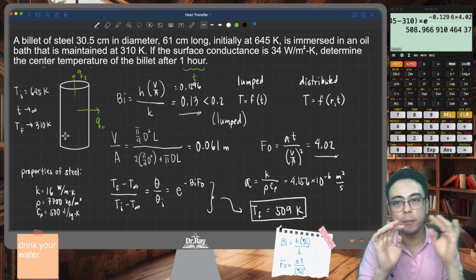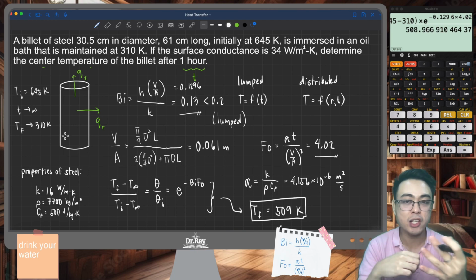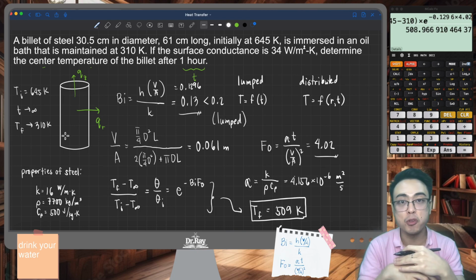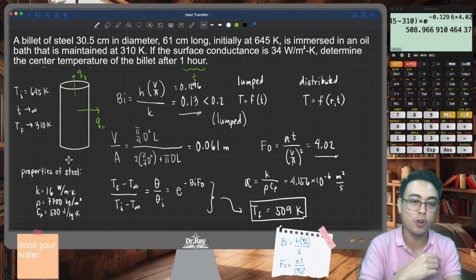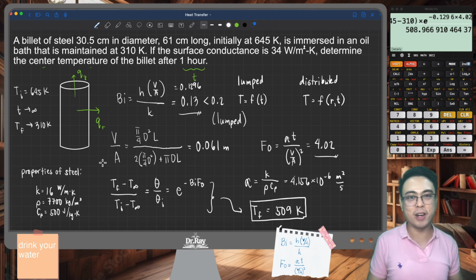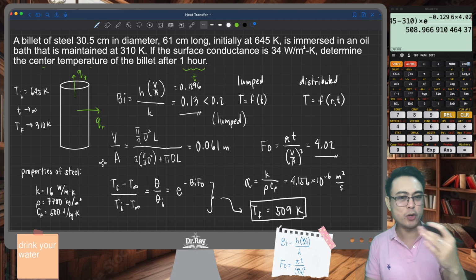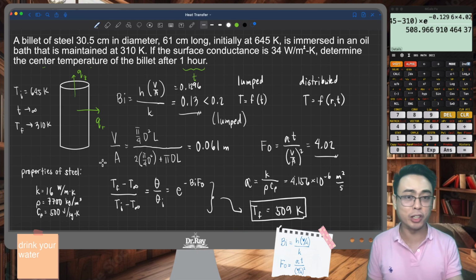And assuming that your surrounding fluid is vast, meaning it has very, very large mass, then we can expect that its temperature will not change that much. So we can expect that the temperature of the cylinder approaches the temperature of the surroundings. Okay, that's it for this problem. I hope that you learned something from the Biot number to the Fourier number to the difference between a lumped and a distributed capacitance system.